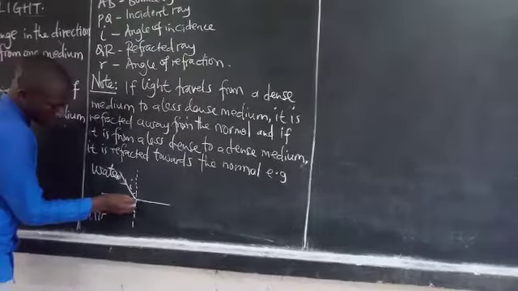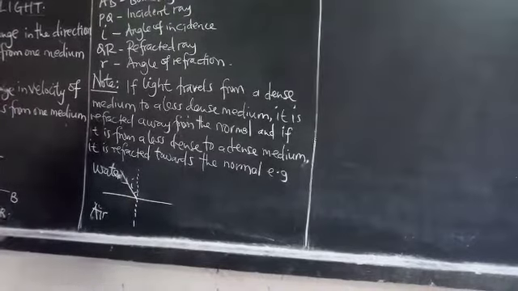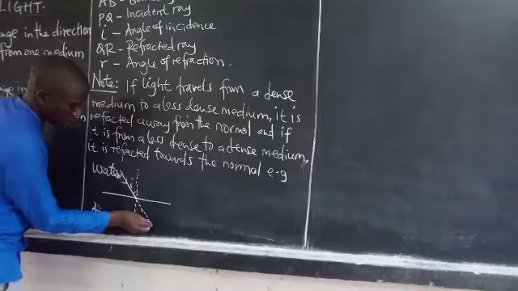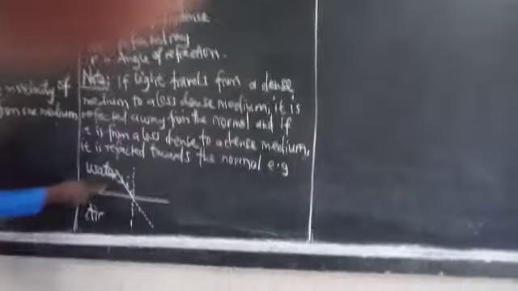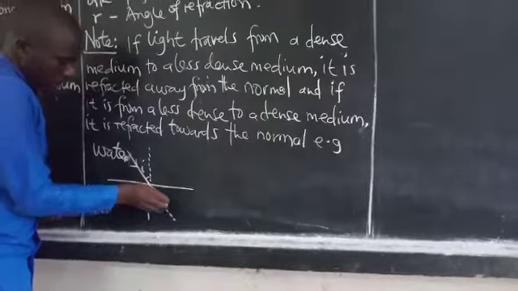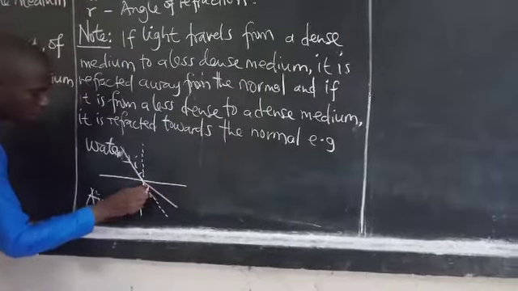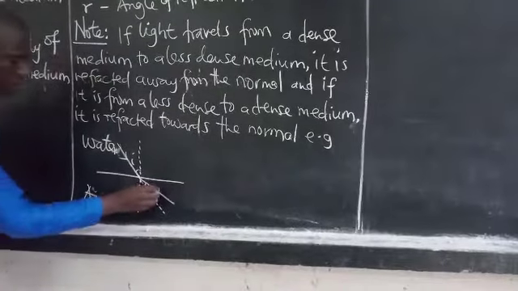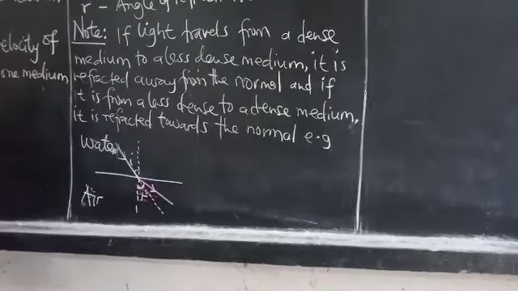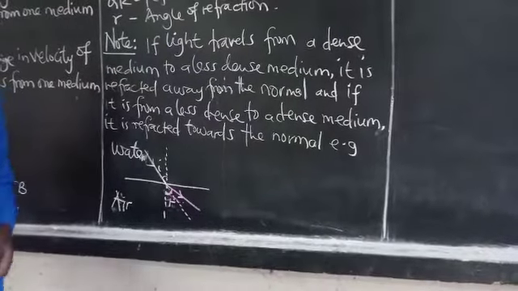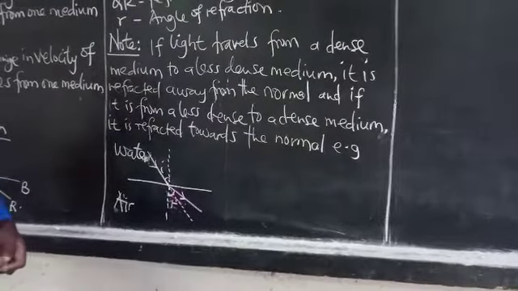When it reaches here, it would have continued in this direction. But because there is a change in the speed, it will go at a certain angle like that. And then this is the angle of refraction. And don't forget to put the arrow. That is, if we have water to air.